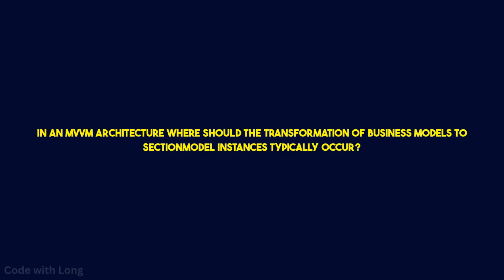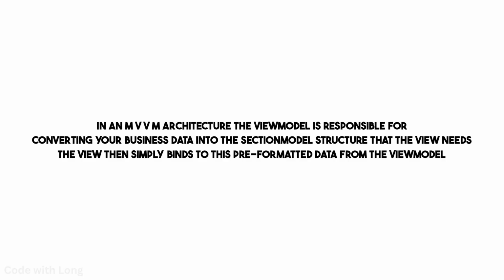In an MVVM architecture, where should the transformation of business models to section model instances typically occur? In an MVVM architecture, the view model is responsible for converting your business data into the section model structure that the view needs. The view then simply binds to this pre-formatted data from the view model.